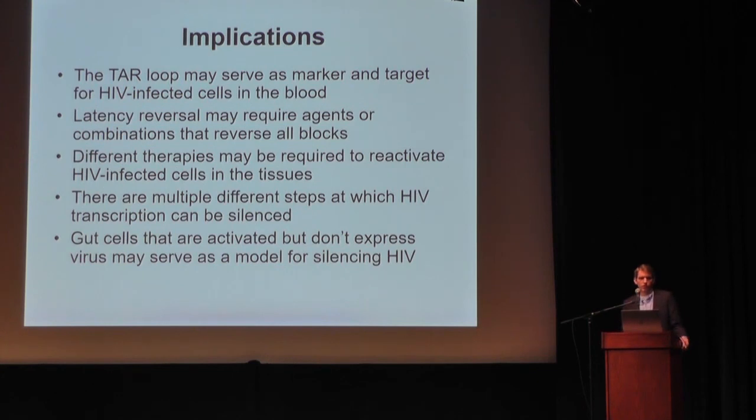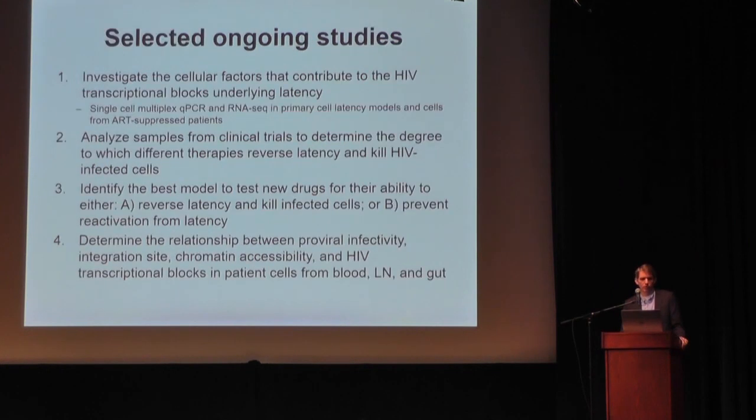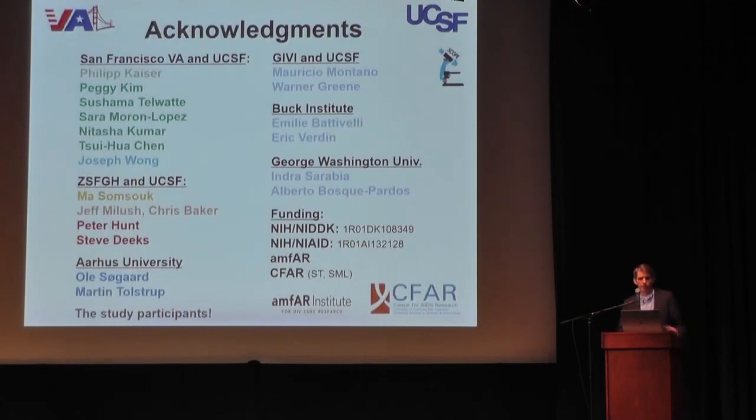Some implications are that latency reversal probably requires agents or combinations that reverse all these blocks, especially the one to splicing. Different therapies may be required for different tissues. And if you're interested in latency silencing, there are multiple different steps at which you can try to silence HIV transcription. And gut cells that are activated but don't transcribe much virus may be a model for doing so. This slide summarizes some ongoing studies, but I'm out of time, so I'll just skip to the acknowledgements.